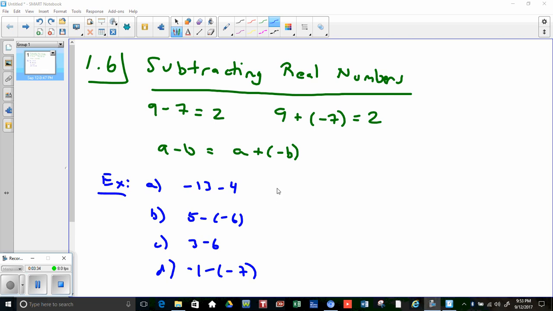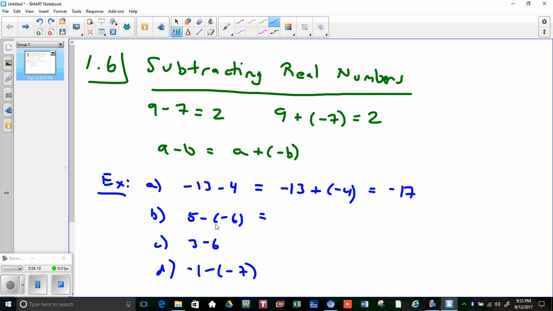That was really strange. Okay, negative 13 minus 4. First thing I want to do is I want to create an addition problem out of this. The first number stays the same. That's our starting point. So it's negative 13. I'm going to change this to a plus, and then I'm going to add the opposite of 4, which is negative 4. So what this is really saying is I'm going to start at negative 13, and then I'm going to go 4 more to the left, which is going to put me at negative 17.